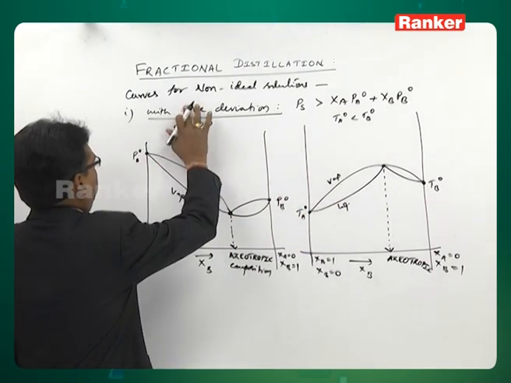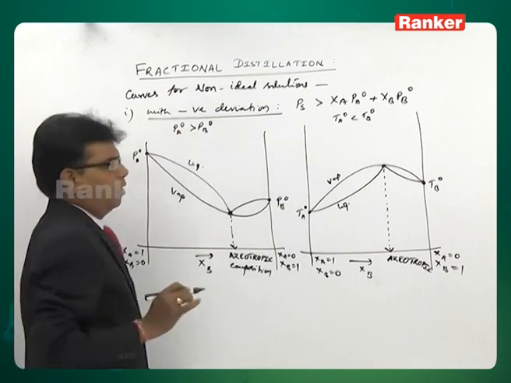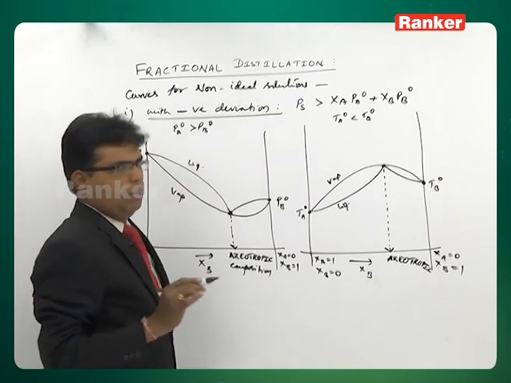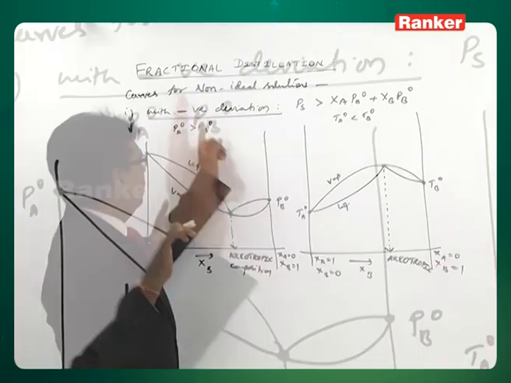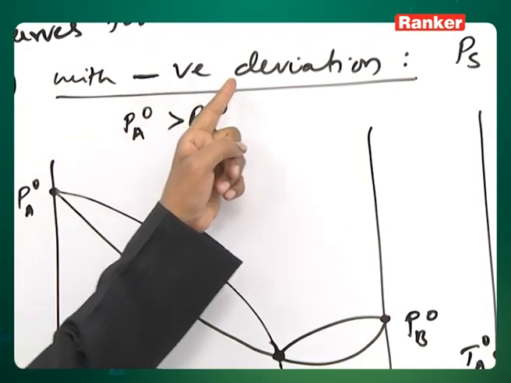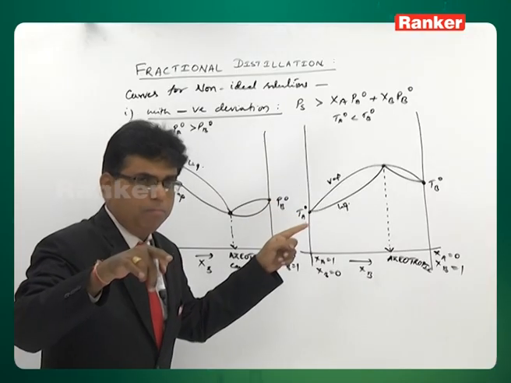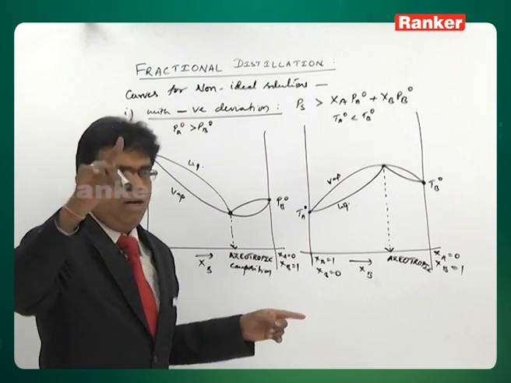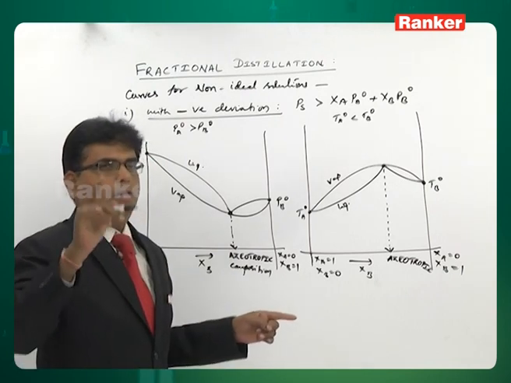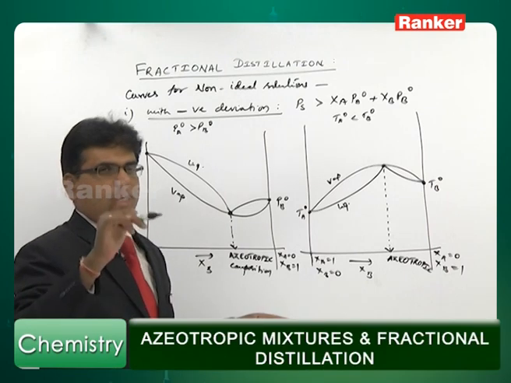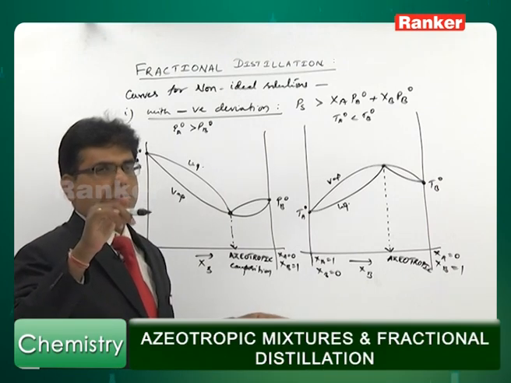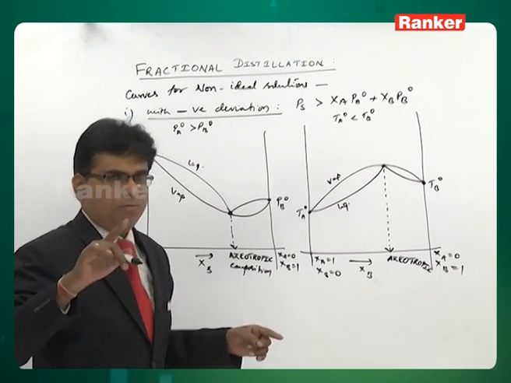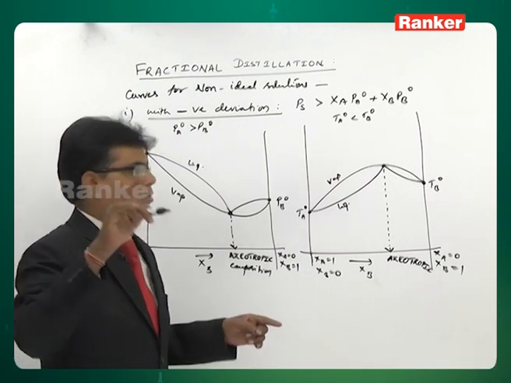So, here this is of course with negative deviation, not positive deviation, because the negative deviation means the boiling point... non-ideal solutions with negative deviation will form an azeotropic mixture of high boiling point, that is what we call a maximum boiling azeotrope. Maximum boiling azeotropes are formed by solutions exhibiting negative deviation. Minimum boiling azeotropes are formed by solutions exhibiting positive deviation.